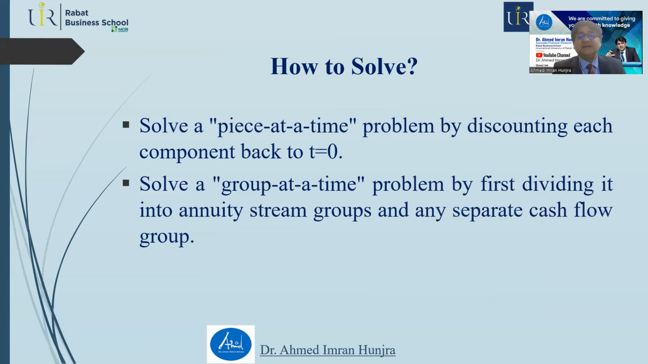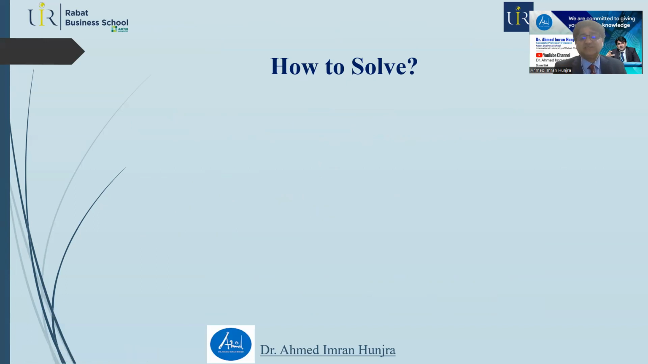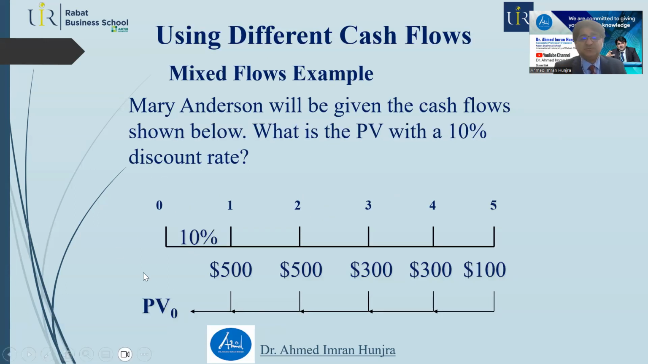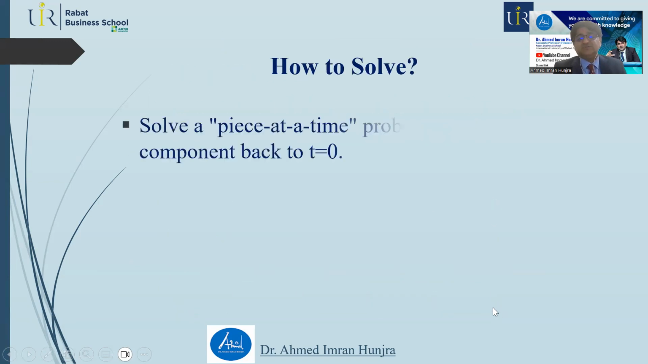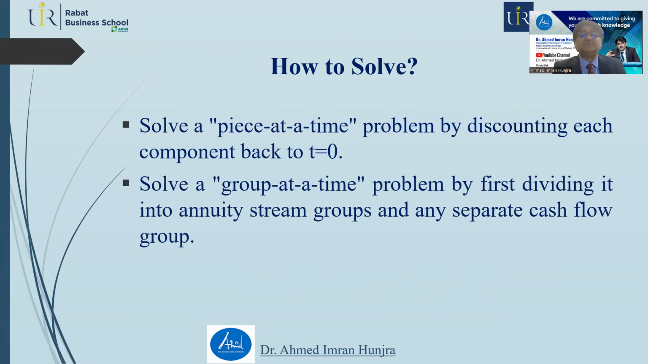One is piece at a time, discounting to time zero. What is time zero? In the case of present value, we need to find the value here at zero. In the case of a future value, we need to find the value here, towards n. The second approach is group at a time.